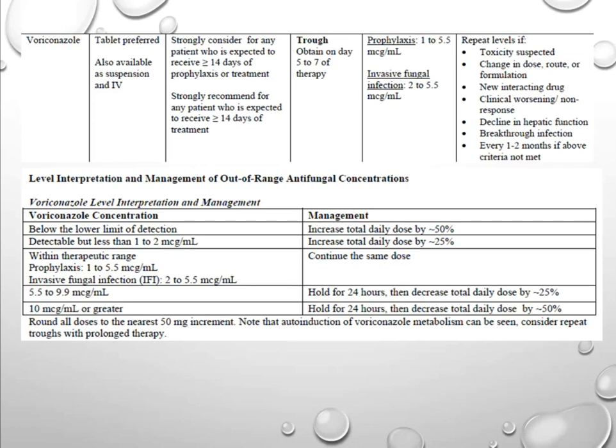In terms of Voriconazole therapeutic drug monitoring, it is definitely recommended in patients who are expected to receive more than 14 days of therapy. We obtain a Voriconazole trough on day 5 to 7 of therapy. For prophylaxis, we shoot for a level of 1 to 5.5. For invasive fungal infections, we like that trough to be at least 2. And this is important both because we have reduced efficacy with low levels, and we have increased toxicity, mostly neurotoxicity, with high levels. Because this drug has nonlinear pharmacokinetics, we get more of a bang for our buck with our dose adjustments. So this is why we typically use a 25 to 50% dose adjustment, as you can see on the chart.